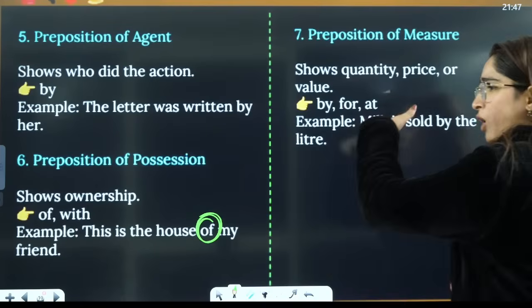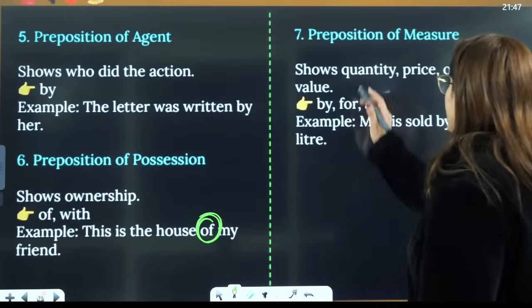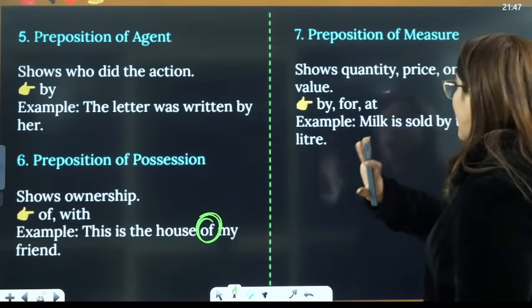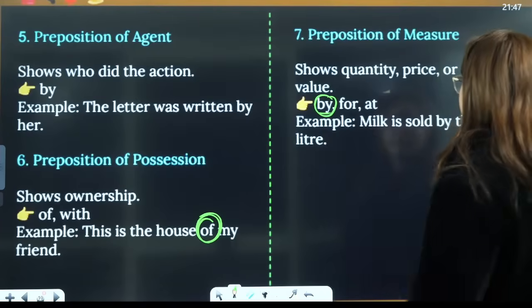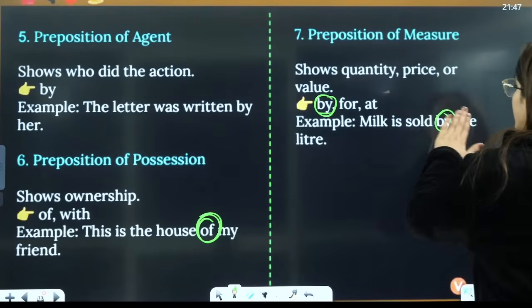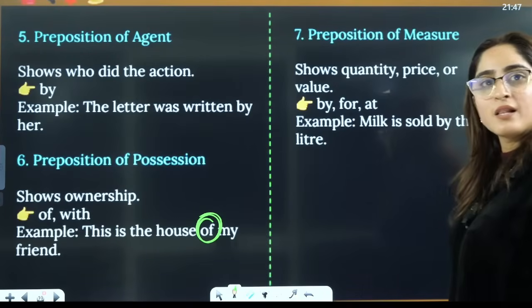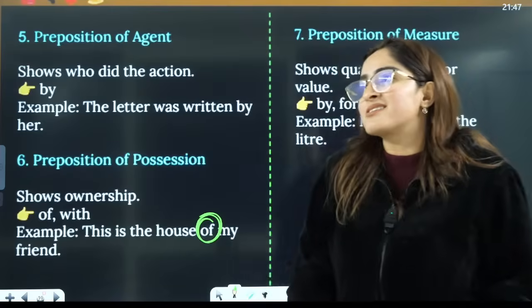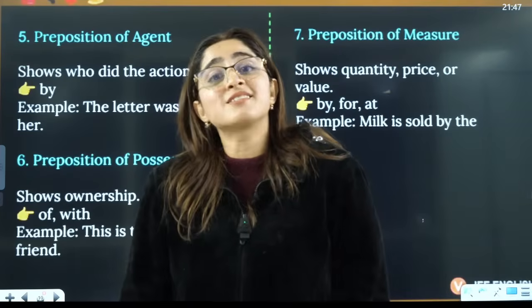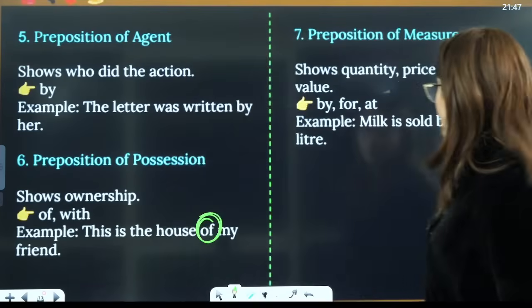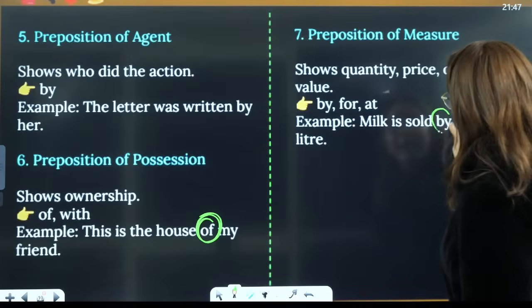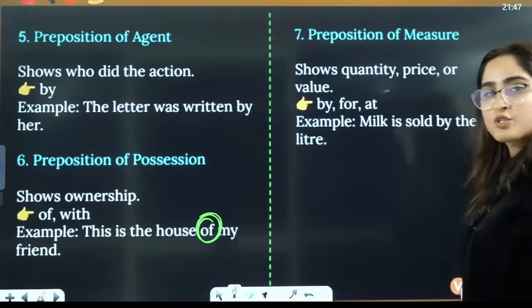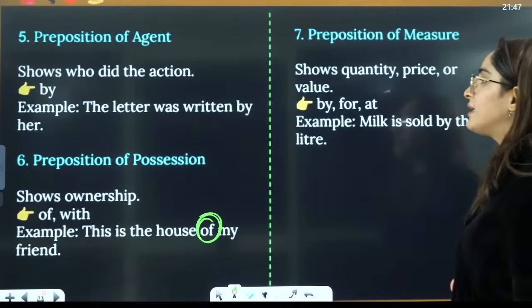Just brush up all the concepts here. Otherwise, it's simple only. It shows quantity, price, or value, right? You can say milk is sold by the liter. Milk, this is for 10 rupees. We can't say this is by 10 rupees, that doesn't make sense, right? So milk is sold by the liter, we measure it by the liter.